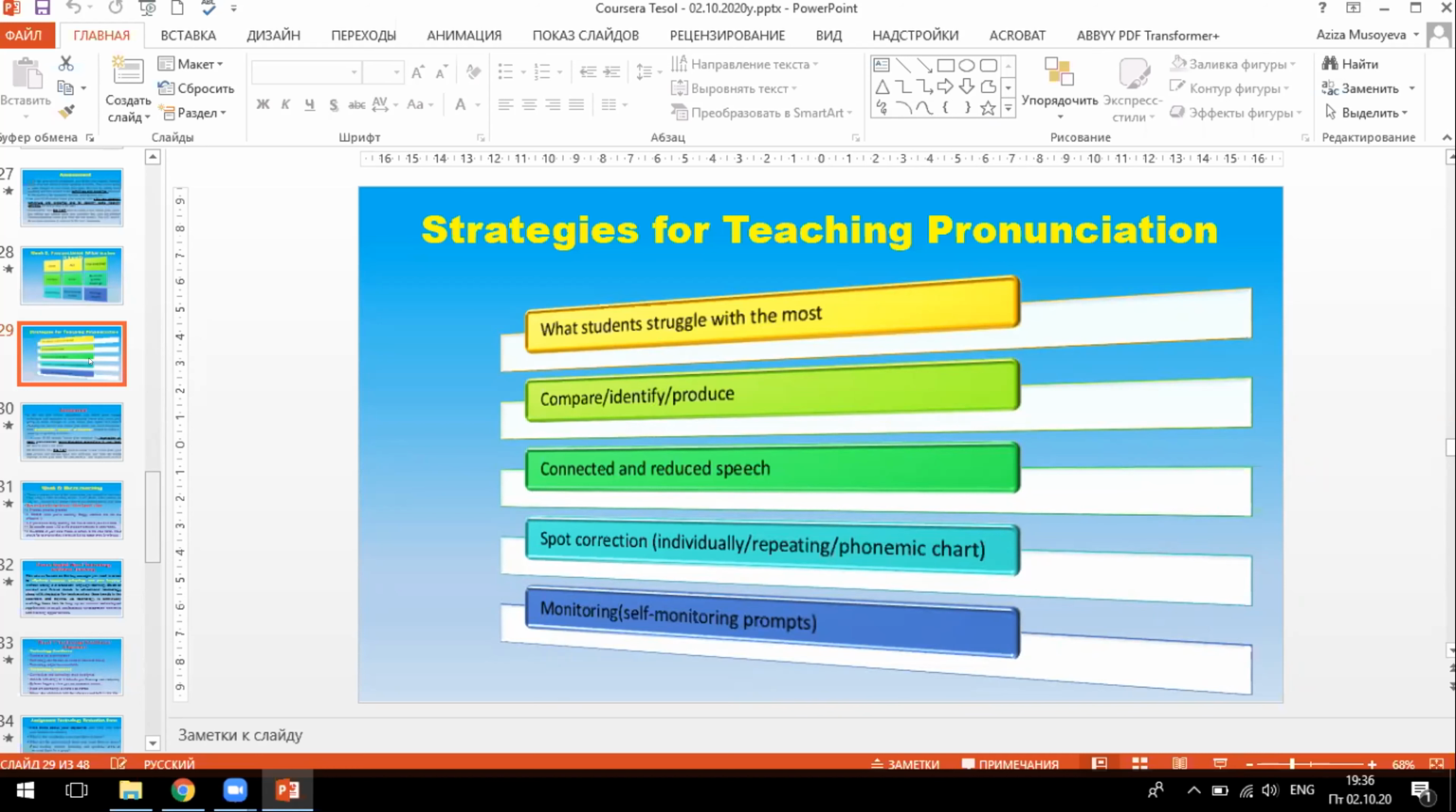That's why in monitoring, you can have them record themselves. They can record themselves saying some speech, then they can compare it with the speech of native speakers, how they do it. That's why monitoring is also very important in teaching pronunciation.